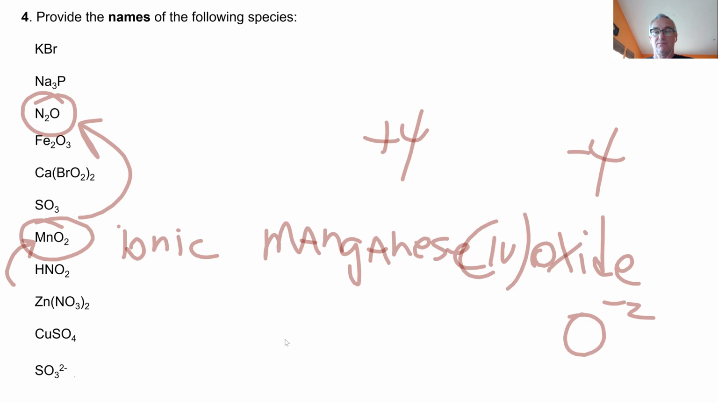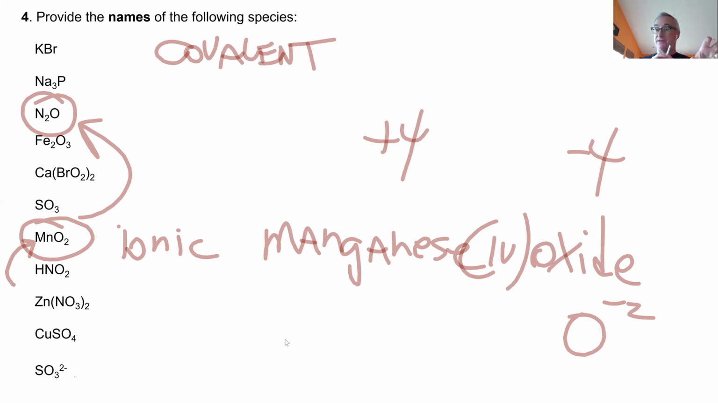Nitrogen is not a metal. And neither is oxygen. They're both non-metals. And so because they're non-metals, this is not an ionic compound. This is a covalent compound. A covalent compound means that they're sharing electrons rather than forming ions.